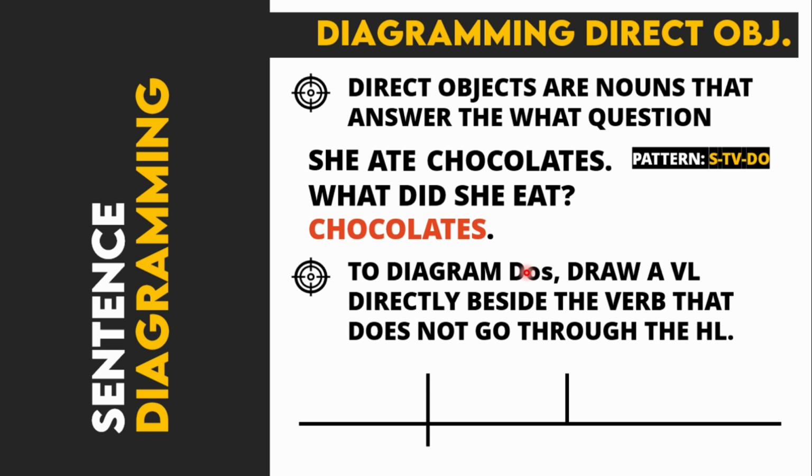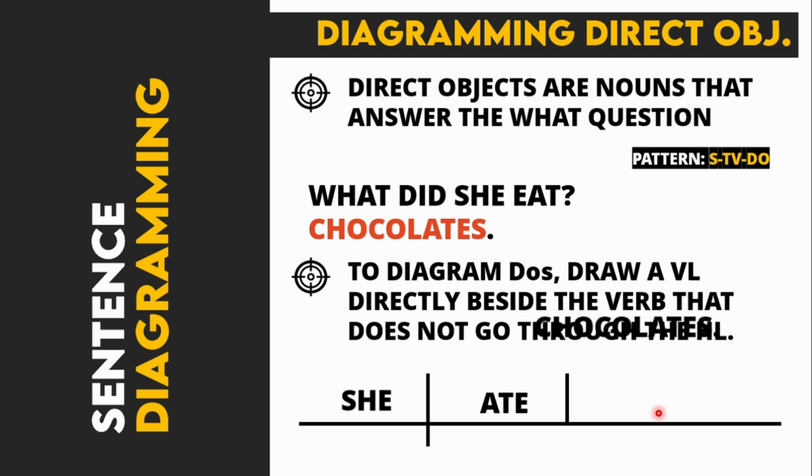How do we diagram direct objects? Just draw again the horizontal line followed by the vertical line that crosses the horizontal line, which marks again a division of the subject and the predicate. Of course, now you have to add another straight vertical line. That would signify that this part will have a direct object. So what is our subject? The subject is she. The verb will be ate. And of course, she ate what? She ate chocolates. And that is how you're going to diagram the STVDO pattern.